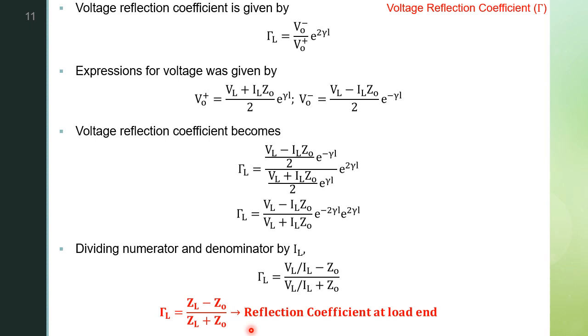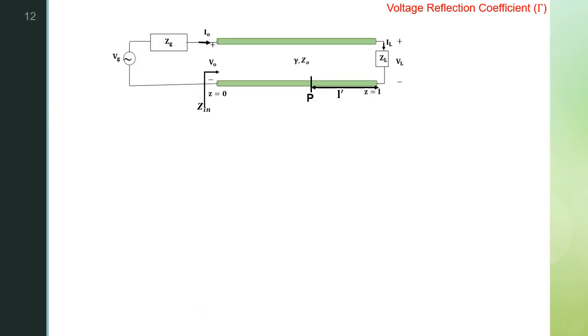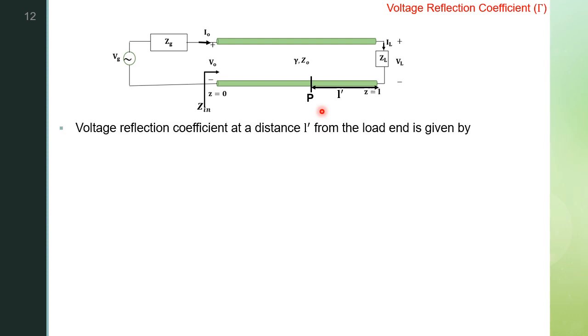So when you consider the reflection coefficient at any other point other than the load end, that is at a point which is at a distance L dash from the load, we need to determine the reflection coefficient at the point P. For that, what we are going to do is determine the distance of point P from the input end. So the distance of point P from the input end will become L minus L dash, since the total length of the transmission line is L.